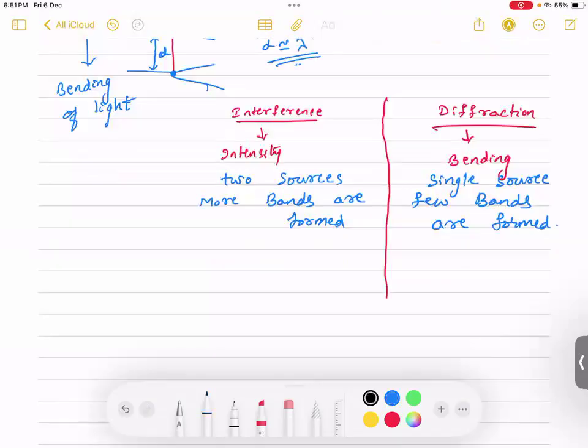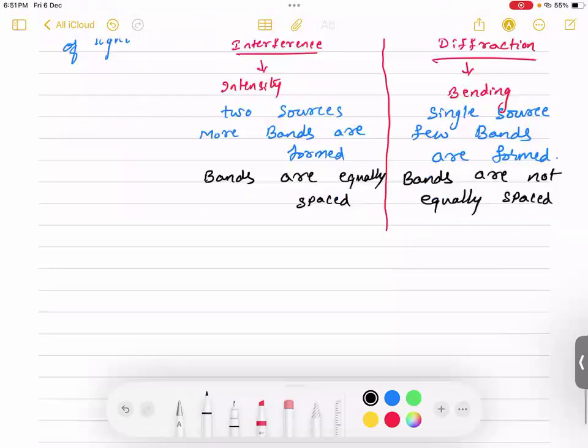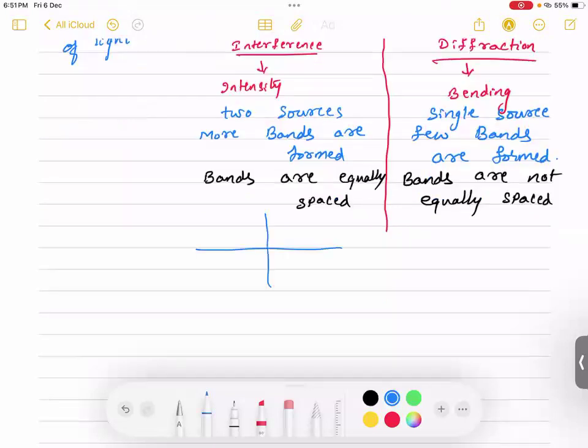And also you can remember, in interference all bands are equally spaced. But in diffraction, bands are not equally spaced. I mean, it is like this. If I say this is intensity, all bands will be in the same space. But in diffraction, it is not like that. The first band will be more, then it will decrease like this.